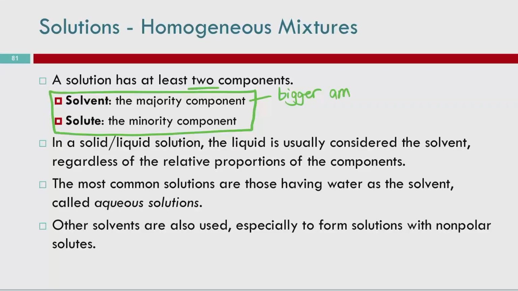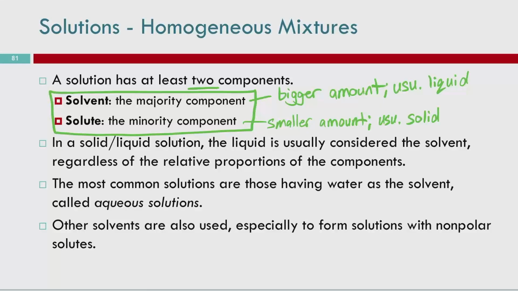So the solvent is the one that we have more of. It's the bigger amount. Usually when we're thinking of solutions, it's the liquid. Typically, we're thinking of liquid solutions. The solute is the minority component or any of the minority components, anything that's not the solvent, something that's dissolved in the solvent. We've got a smaller amount of this, and this is usually a solid when we're thinking of solutions.